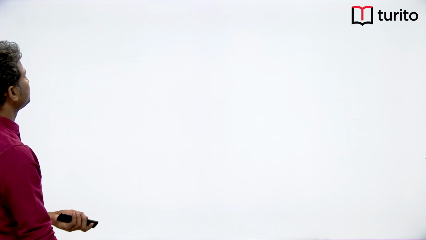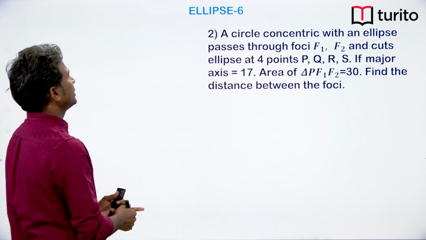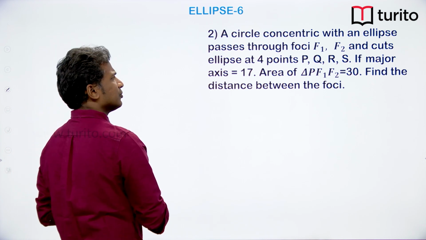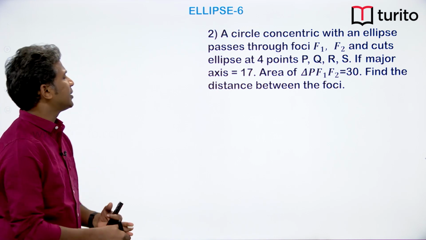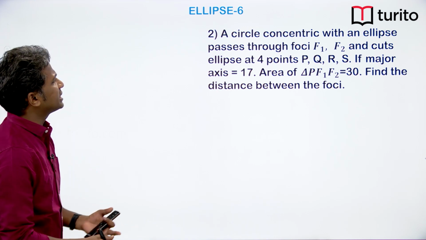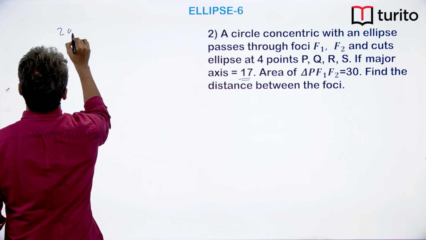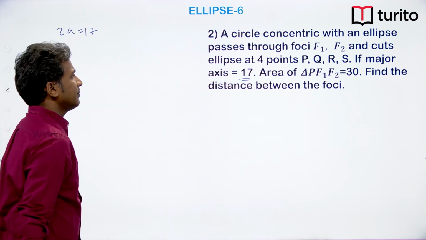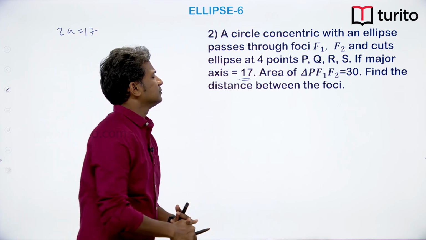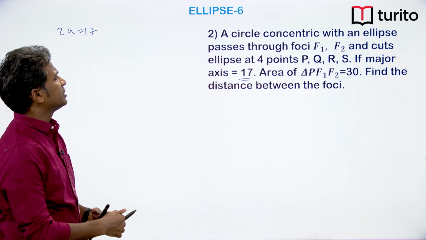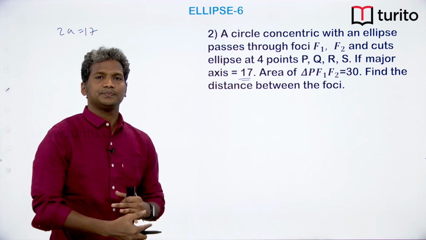Okay, next. A circle concentric with an ellipse passes through foci F1 and F2 and cuts the ellipse at 4 points P, Q, R, S. If the major axis is 17, that means 2a is going to be 17, it is given, and the area of P F1 F2 is 30. Find the distance between the foci.